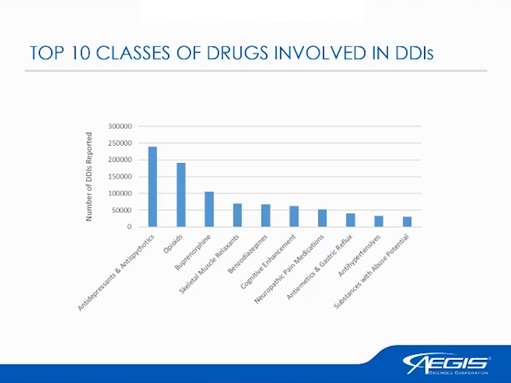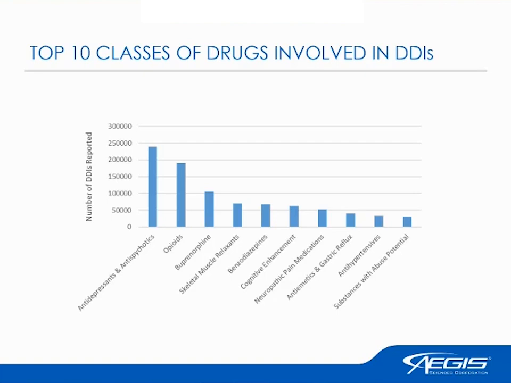Looking at the data by drug class, antidepressants and antipsychotics were involved in a significant portion of the potential interactions reported, with over 238,000 reported DDIs involving drugs from these classes. Opioids and benzodiazepines also contributed to a significant number of interactions.